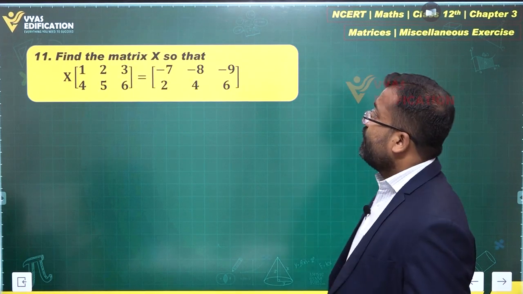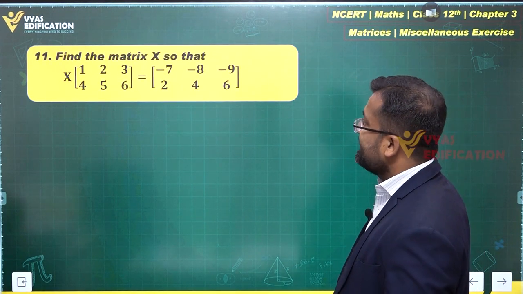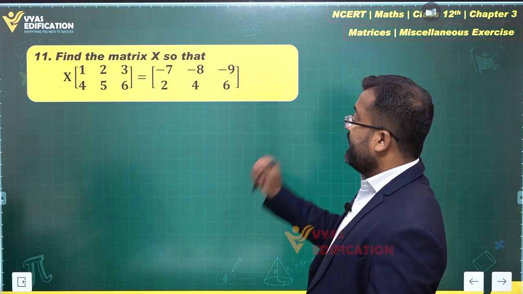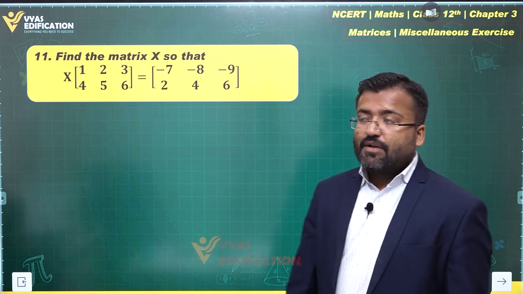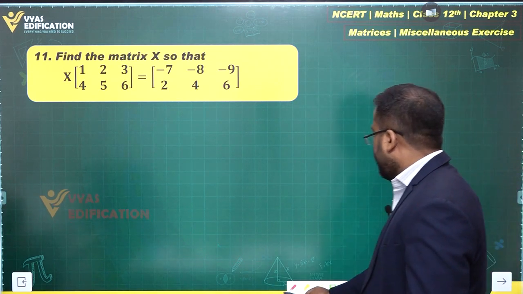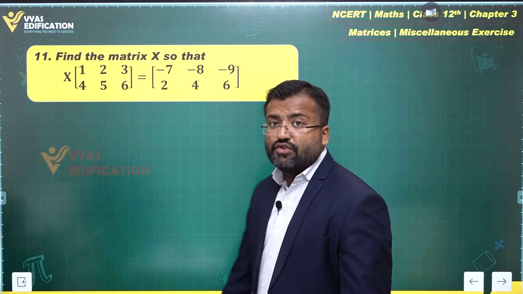Let's talk about this question. Find the matrix X so that X times the matrix [1, 2, 3; 4, 5, 6] is equal to another matrix over here. Right. So X is some matrix and we are multiplying it with one matrix. Okay, we're getting another matrix. Now, how do we go about solving this kind of question?